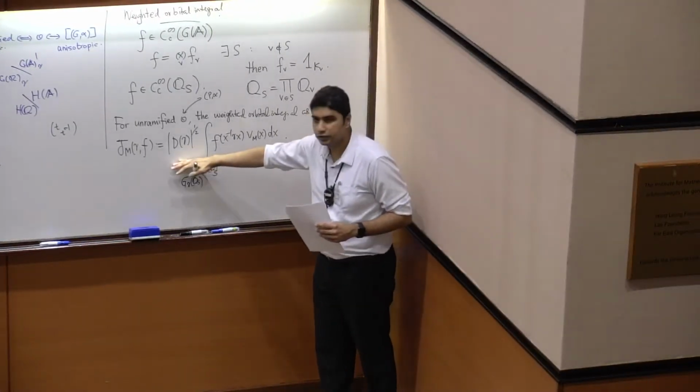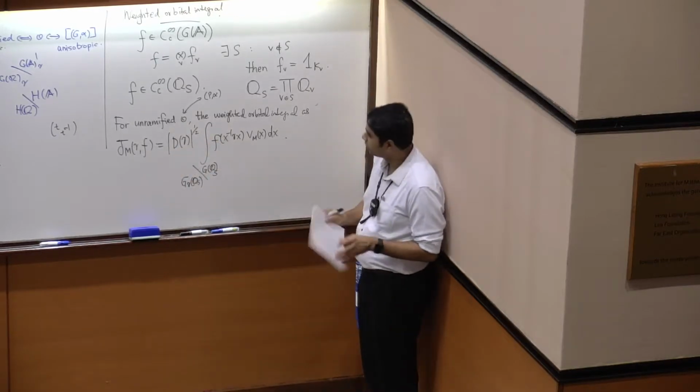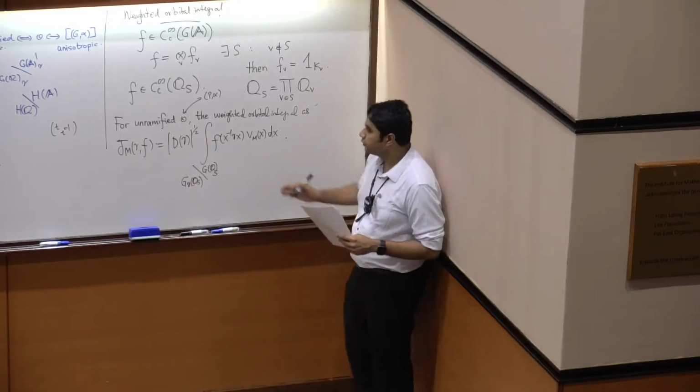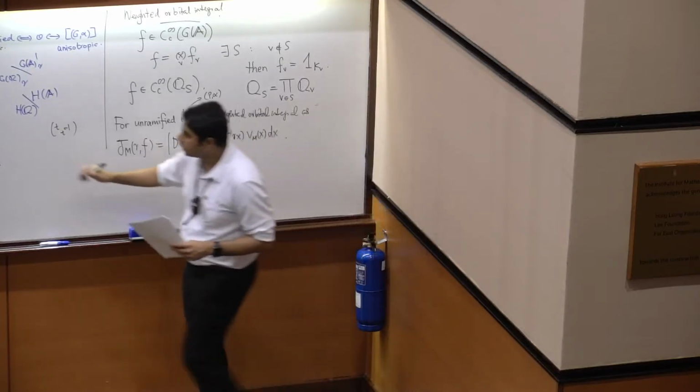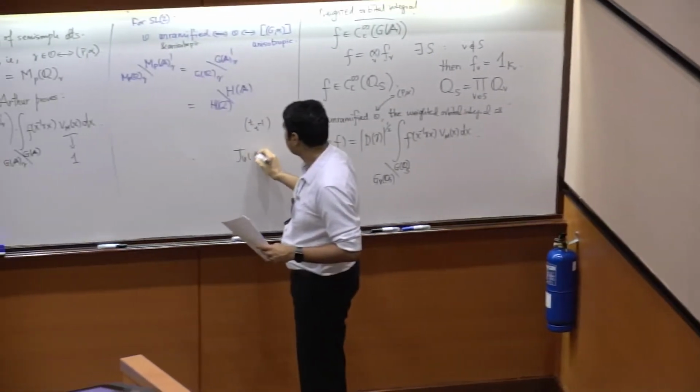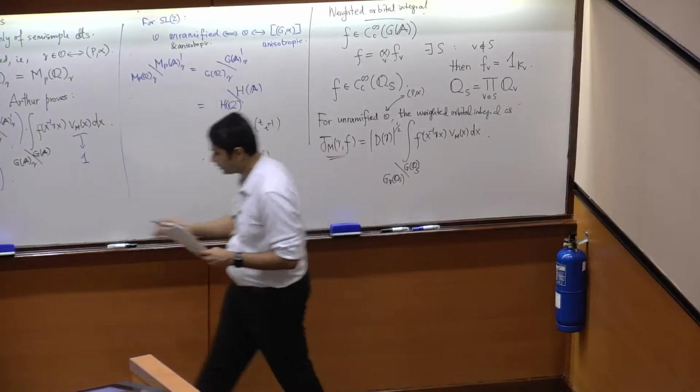This is the wild discriminant. I don't want to define it. And now using these objects, you write the JOF in terms of these objects.